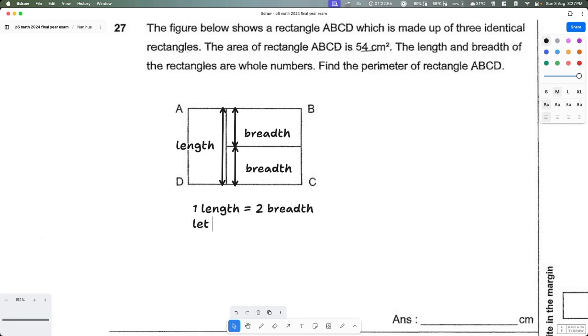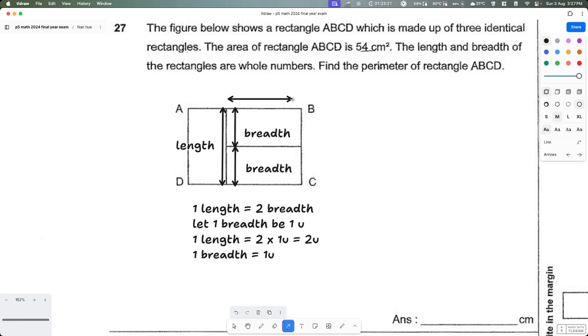So let one breadth be 1 unit. That means one length is equal to two breadth, which is 2 times 1 unit, which is equal to 2 units, and one breadth is equal to 1 unit. Pretty straightforward. So from here, we have one length over here. So I'm going to put here length as 2 units, and then breadth is 1 unit.